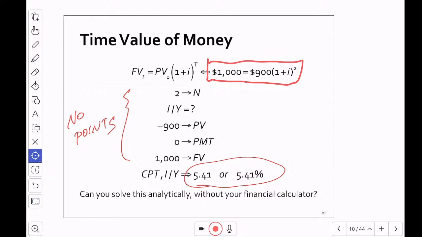So let's enter this into the calculator together. Notice that 2 goes into N. Interest is what I want, so I leave that blank. And from left to right, negative 900 goes into the present value because that's what will be spent. There are no payments, but you earn 1,000 later, so that's a positive. And then you ask to compute the interest rate.